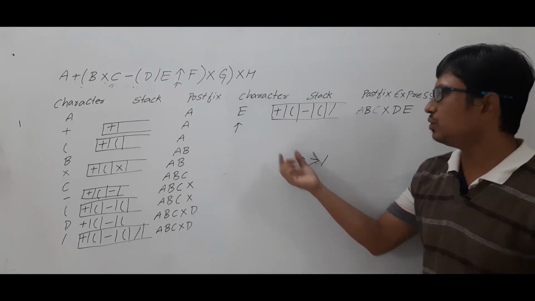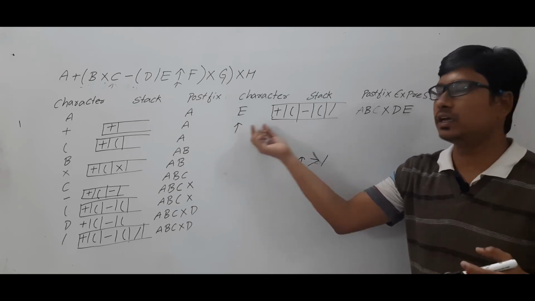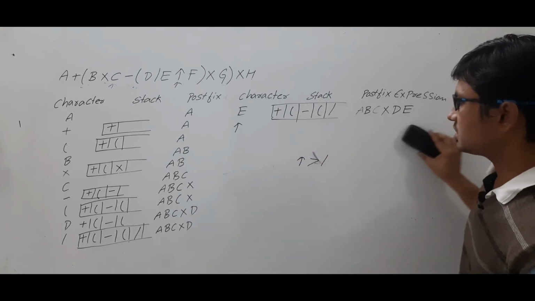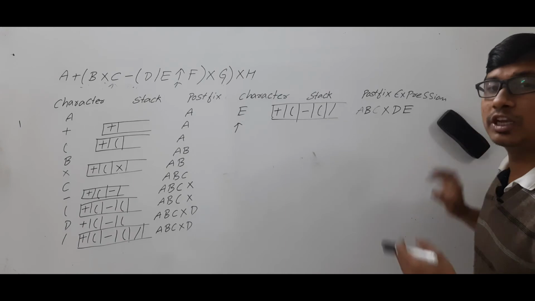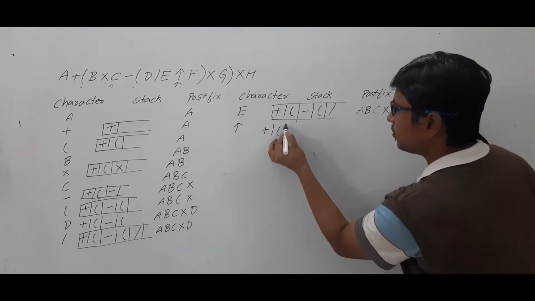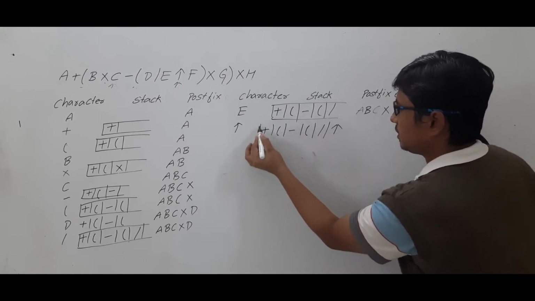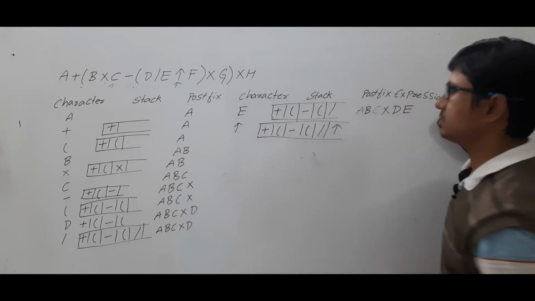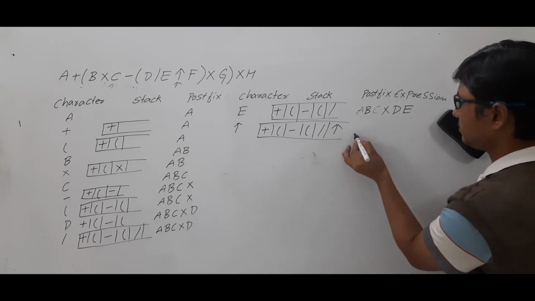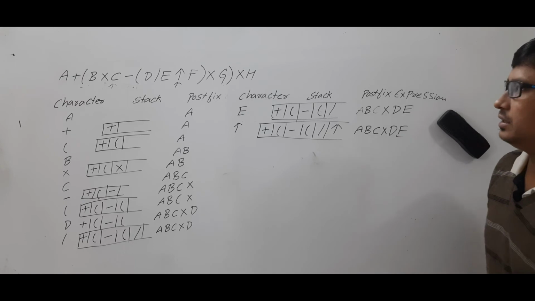Is it clear? So whatever operator you have scanned, if it has greater priority as compared to the top of the stack, then you need to push it into the stack. That is what your step 3.1 says. So you are pushing the power operator, then the stack will consist of this. Is it clear? Currently the stack consists of these elements, and top of the stack is the power operator. Okay, so you have A, B, C, multiplication, D and E.